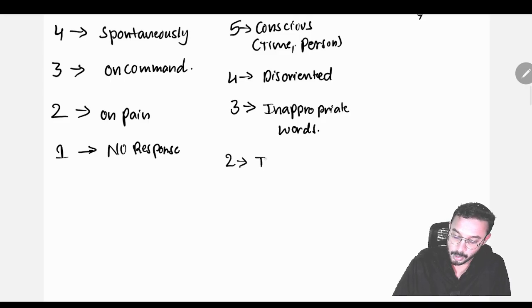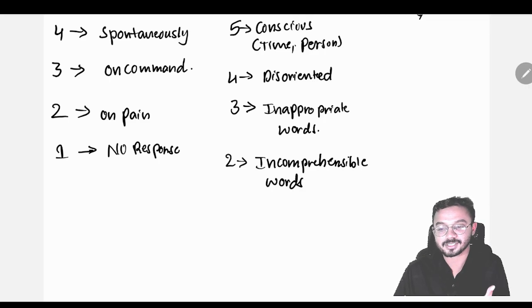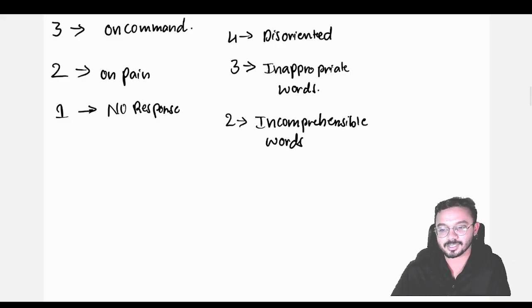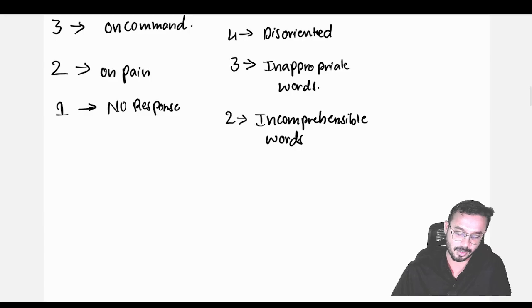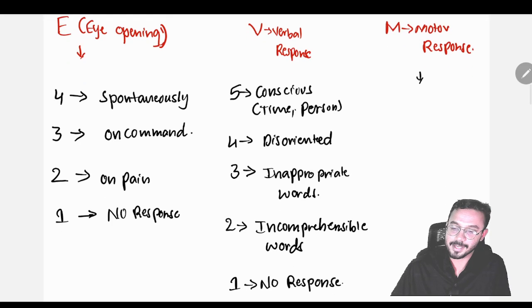And next, score 2 is incomprehensible words. What do you mean by incomprehensible? If you ask the patient his name, he is not able to tell it. He makes sounds, mumbling something, like he is not able to speak. That is known as incomprehensible words. And what is score 1? There is no response at all. This is score 1.